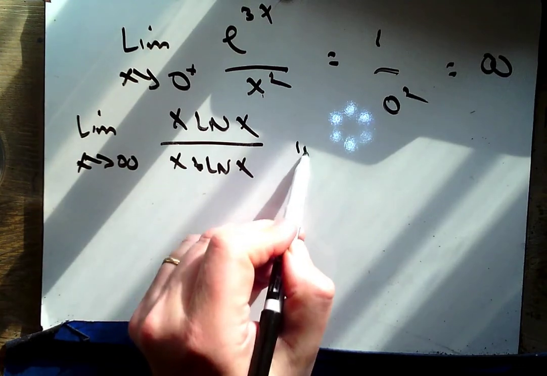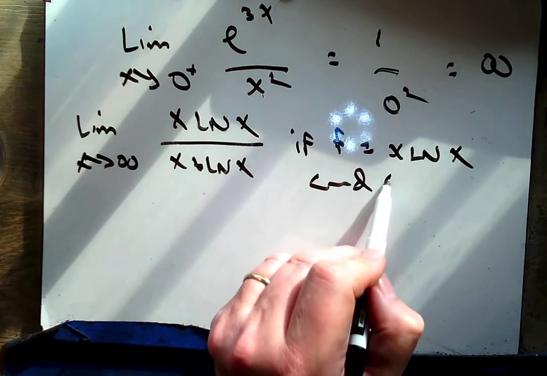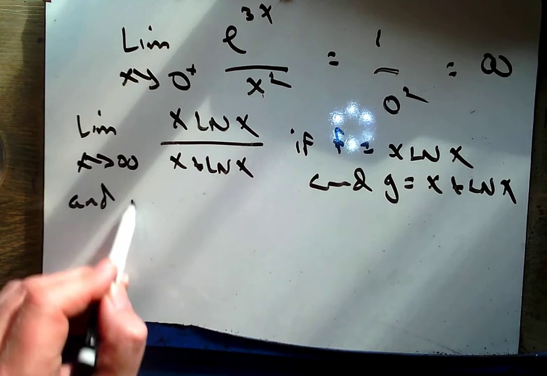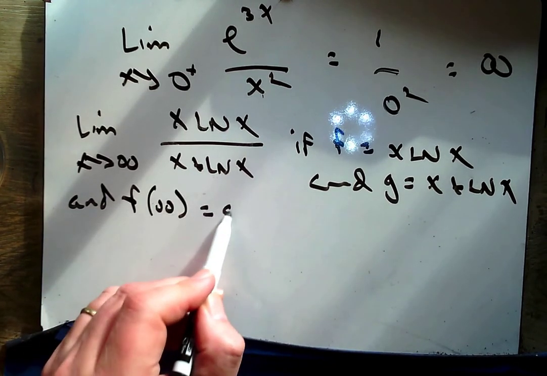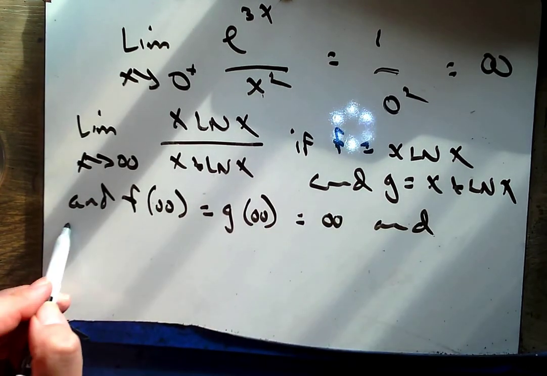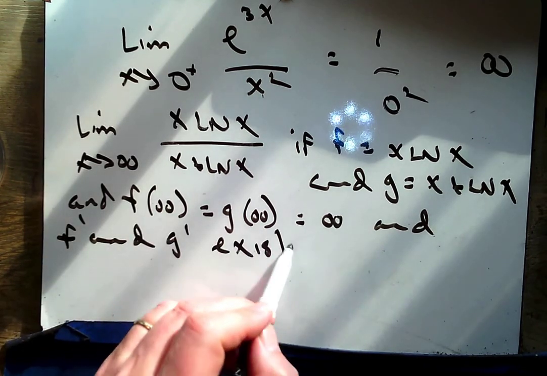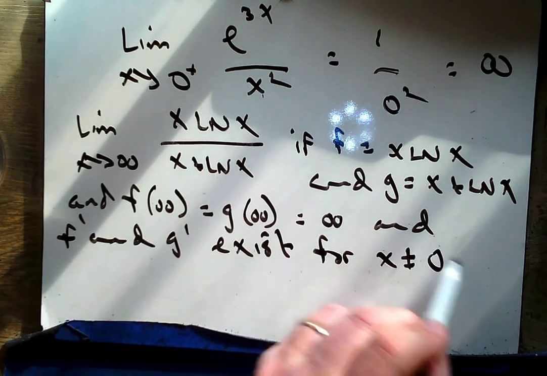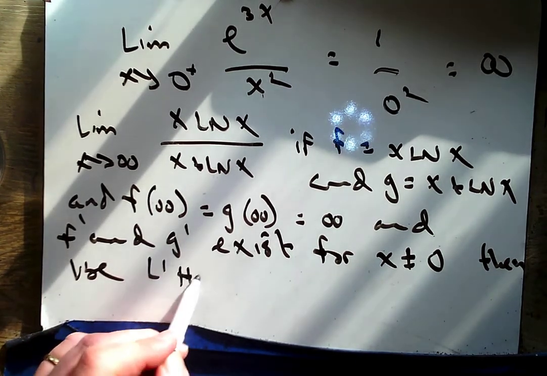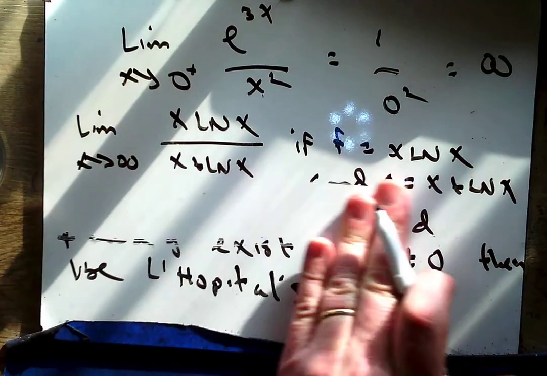So why didn't I say if f equals x ln of x and g equals x plus ln of x, and f of infinity equals g of infinity equals infinity, and f prime and g prime exist for x not equal to 0, then use L'Hopital's. Okay, so I'm going to use L'Hopital's rule here.